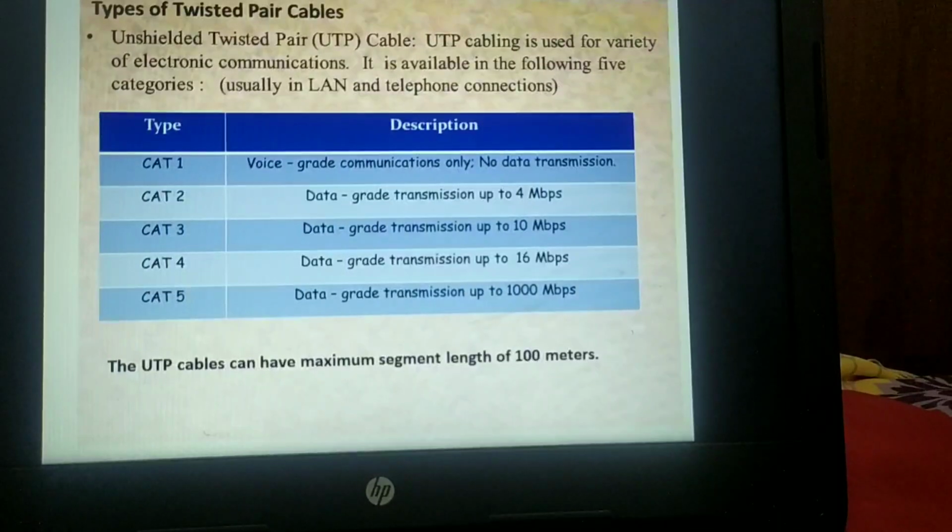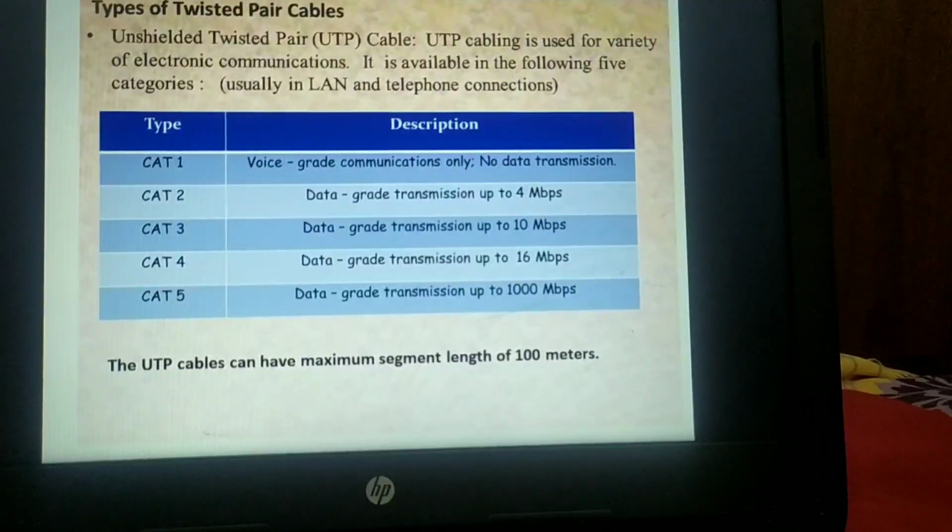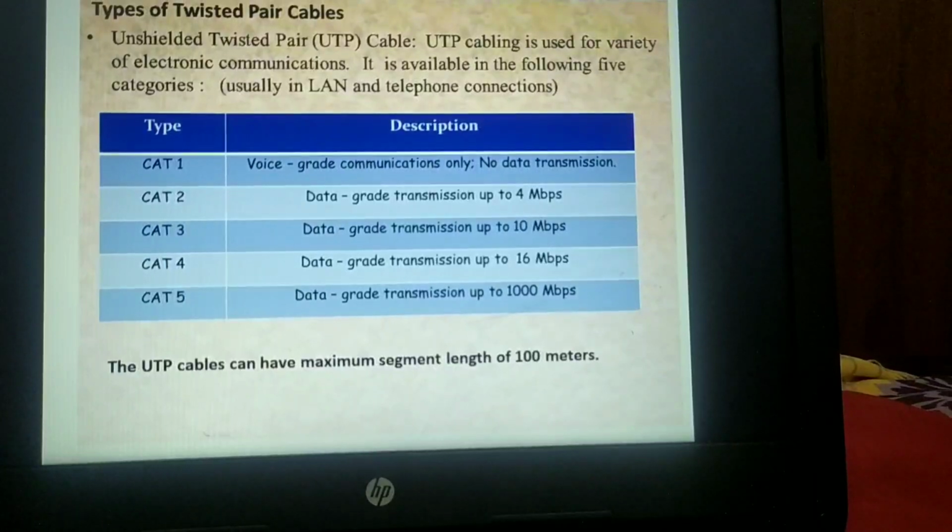Each segment's maximum length is 100 meters. Segment in the sense, what? The length of the cable. Each twisted pair cable length can be a maximum of only 100 meters. Apart from that, if you want to increase the length of your cable, you have to connect 2 different cables and then you can increase your segment. That means each single segment would be only about 100 meters.